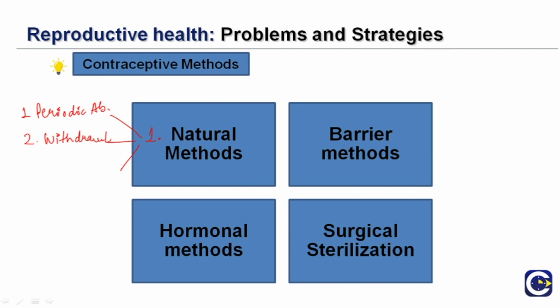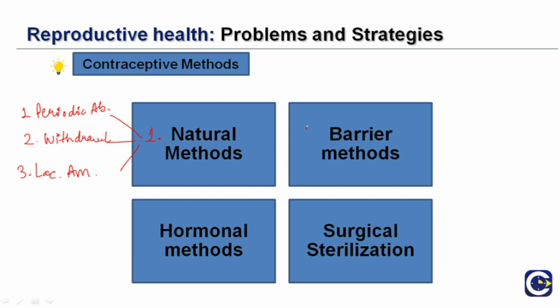So in this method, the man should remove the penis from the vagina immediately before ejaculation. And the third one that we saw was lactational amenorrhoea. And in this method, the mechanism is that while the woman is breastfeeding, there is no active ovulation taking place. So this can provide a natural method of contraception and no pregnancy can take place up to 6 months. But one should be very careful while using all these natural methods.